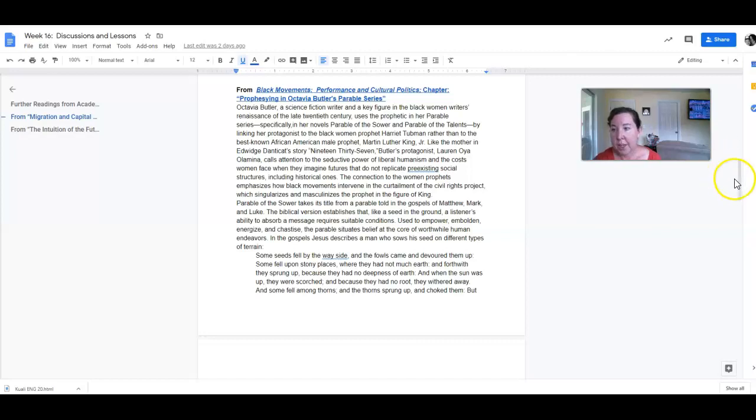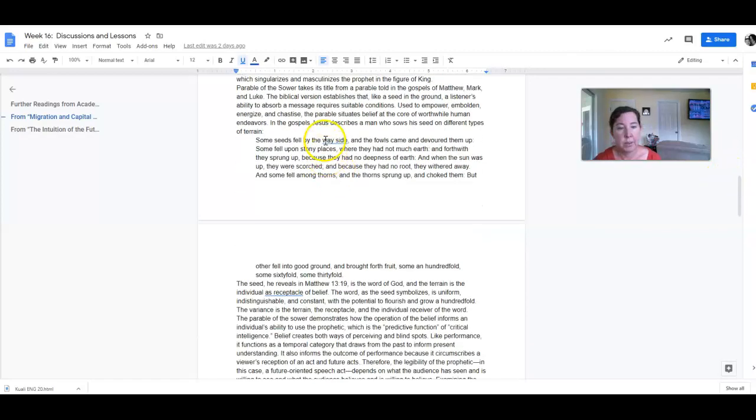So this example here, the different types of terrain. Some fell by the wayside and the birds came and devoured them. Some fell in stony places where there wasn't a lot of earth, so they couldn't really grow. And forthwith they sprung up because they had no deepness of earth, and the sun was up. They were scorched because they had no root, and they withered away. This is all very metaphorical and not just literal.